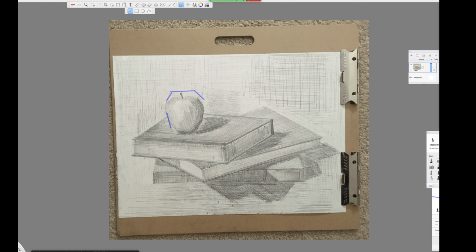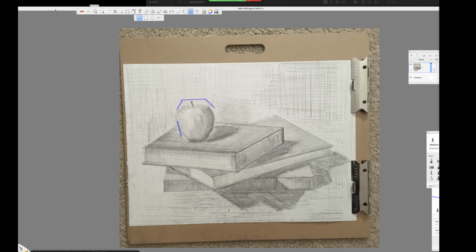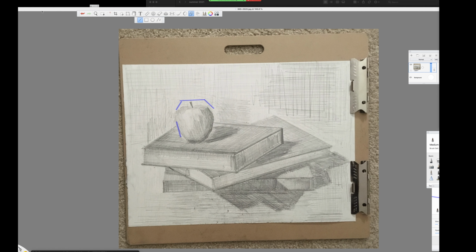Looking good though. Yep. Okay. Yep, looking real good. Anybody have any questions about the structure of their drawing, before I move on to my spiel here?